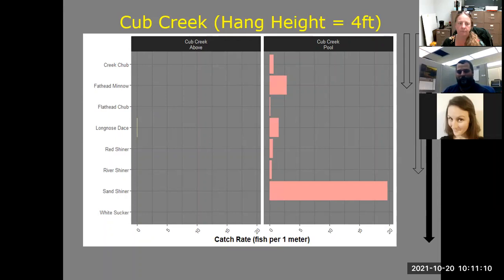Basically, the pool, like I said, was right off the Niobrara River, so that is very conducive for sand shiner habitat. They love to go into those pools and hang out. It's slower slack water, and it gives them a break from the main stem river. But once again, we hardly captured any fish. I think we captured 5 total fish above. And we did sample a few flathead chubs in the pool of that system as well.